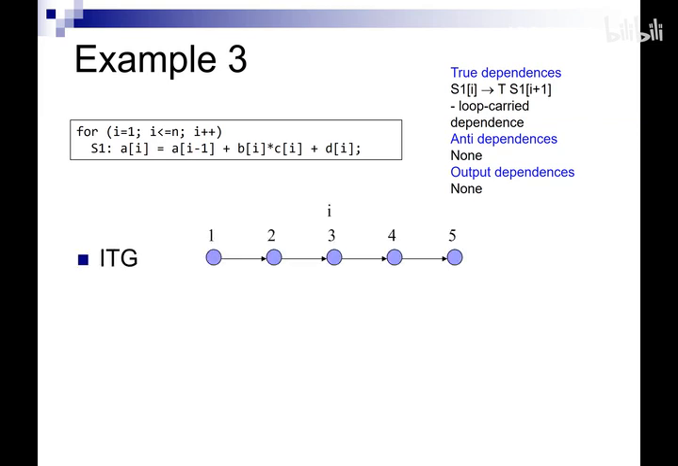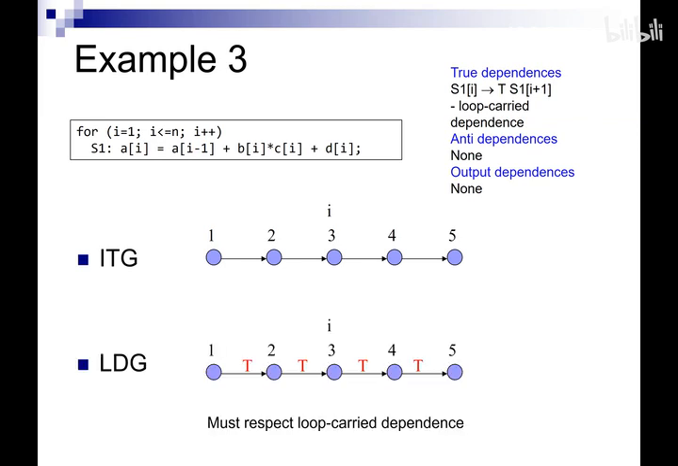Okay, so now we're going to form the ITG and the LDG. The ITG is like this. And the LDG, because you have a loop carry dependence from iteration i to i+1, then you have just a single component here. You have a line for the LDG.